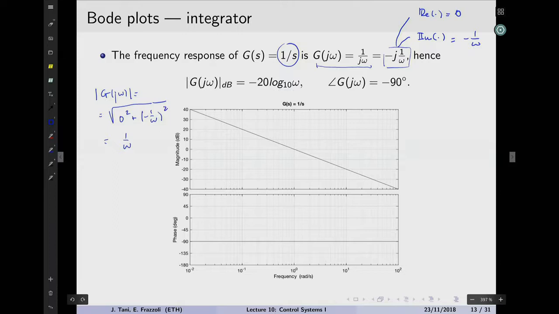So the logarithm in base 10 of 1 over omega is minus the logarithm of omega, because the logarithm of 1 over a is equal to the logarithm of a inverse, which is equal to minus the logarithm of a. And so what does this tell us? This tells us that when you find an integrator term, a 1 over s, well, this is basically in the Bode plots a line that has a slope of minus 20 dBs per decade.